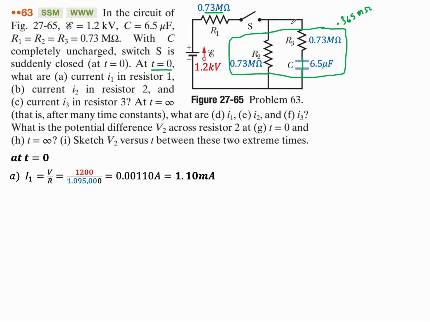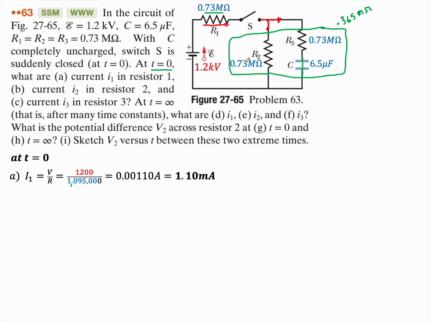1,095,000 ohms. Our voltage, again, is 1.2 kilovolts. And so our current, which is all flowing through this top resistor, is going to be just the battery voltage divided by the total resistance of the circuit, which is given by this. Now, when the current gets over to this point right here, it's going to split. Part of it's going to go this way, and part of it's going to go this way.